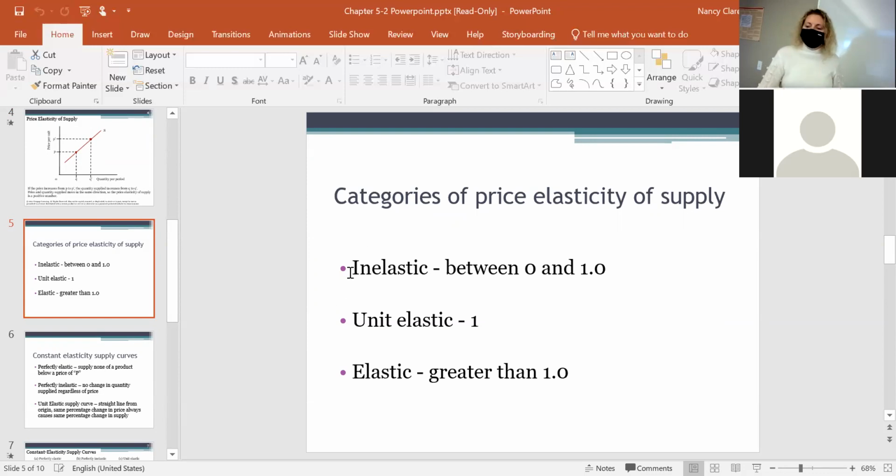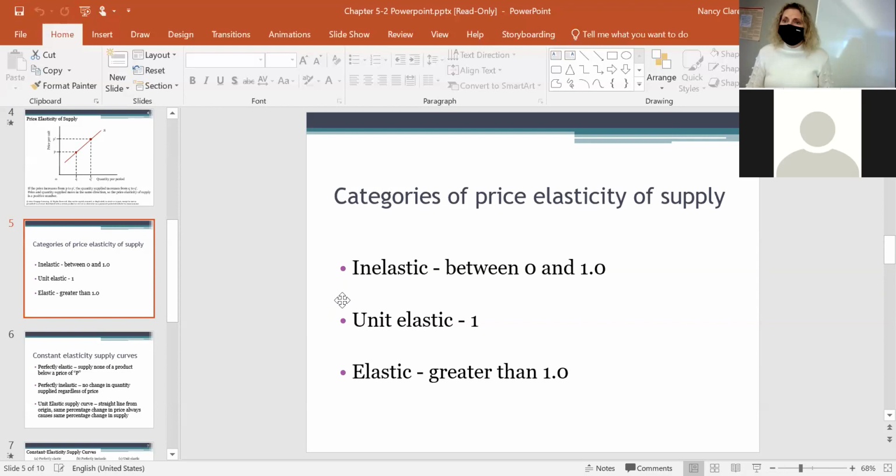So in other words, if you get something, it's always a positive number, right? But if you get something between 0 and 1, it's going to indicate that we're not seeing a lot of responsiveness from suppliers. Unit elastic would simply be a coincidence, right? Which would be a 1. If you get a 1, and anything greater than a 1 is going to indicate elasticity, or suppliers being very responsive to change in price.